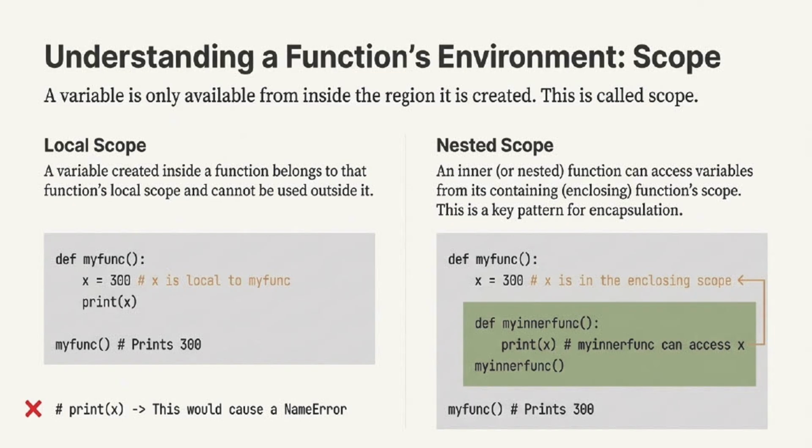Now let's look at nested scope on the right side. Here we have a function inside another function. The inner function can access variables created in the outer function. myInnerFunc can also use the variable x defined in myfunc. This is called enclosing or nested scope.